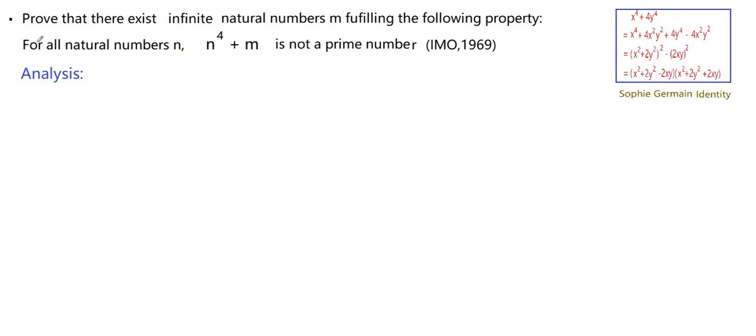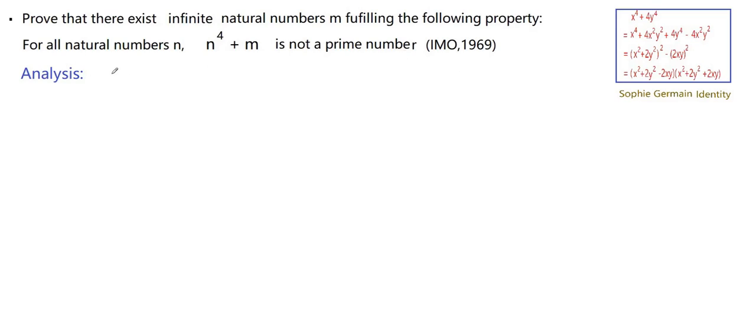Look at the next problem. Prove that there exist infinitely many natural numbers m fulfilling the following property: for all natural numbers n, n to the fourth power plus m is not a prime number. This is an IMO problem from 1969.